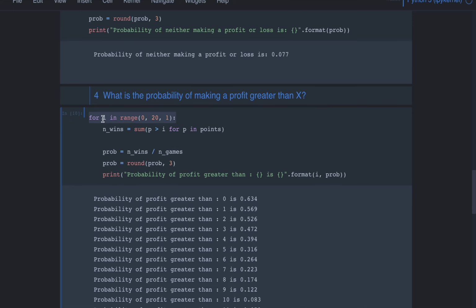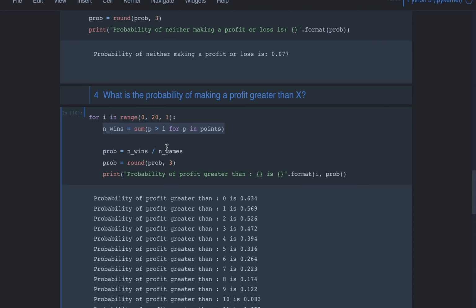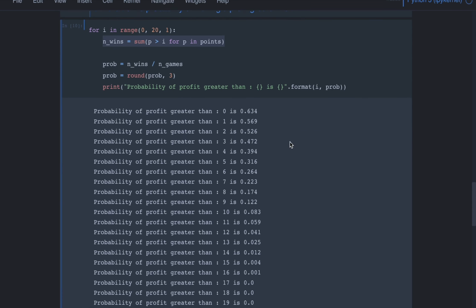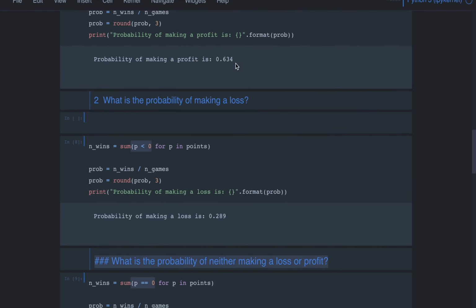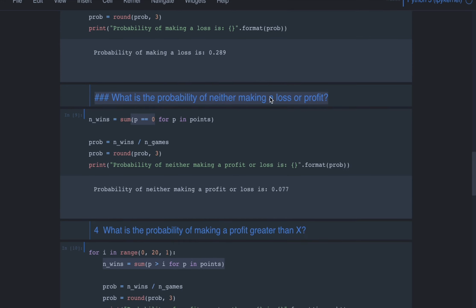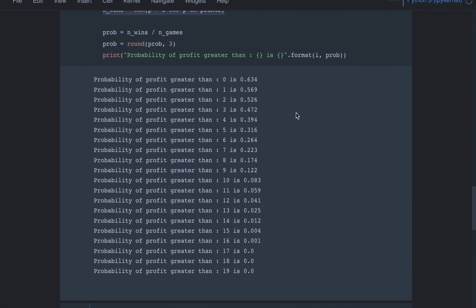Okay, so we are looping, and each time we are counting how many times the profit is greater than the reference value. Okay, a very similar thing. So here it says the probability of making any profit, right? Greater than 0 means it could be 1, it could be 2, it could be 10, anything, is 0.634, which should be equal to this value, right? This is the probability of making a profit.